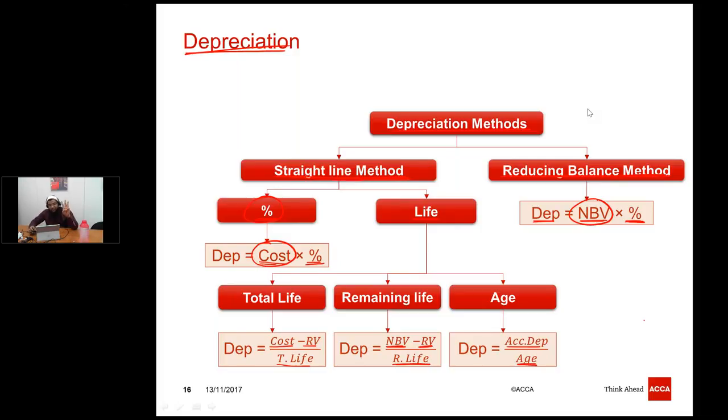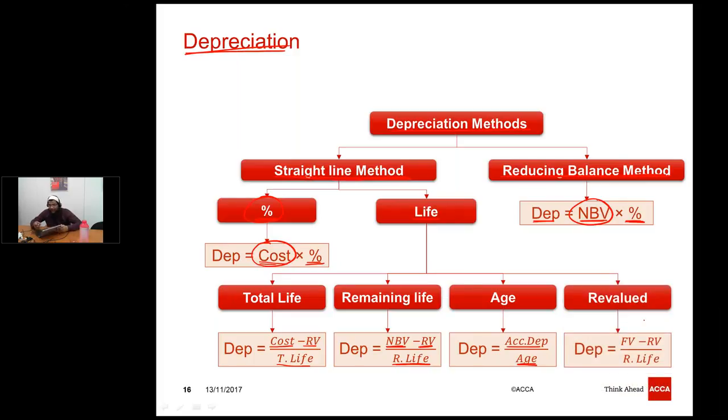Okay, so now I've discussed three different lives: total life, remaining life, and the age. And one thing more that you have to remember, that for a revalued asset, depreciation is fair value, this is not future value, this is fair value, minus residual value divided by remaining life. For revalued asset, there is no other way to calculate the depreciation. You have to solve it in this way: fair value minus the residual value divided by the remaining life.